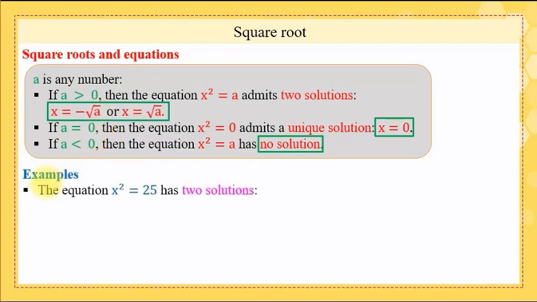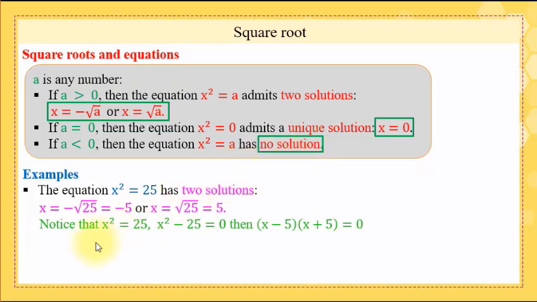Let us take some examples. The equation x power 2 equals 25 has two solutions. The first one is minus radical 25, which is minus 5, or the second one, x equal radical 25, or 5. Notice that x squared equals 25. So we move 25 to the left side and we get x squared minus 25 equals 0. Then we write x squared minus 25 in this form, x minus 5 into x plus 5 equals 0, according to this identity rule.